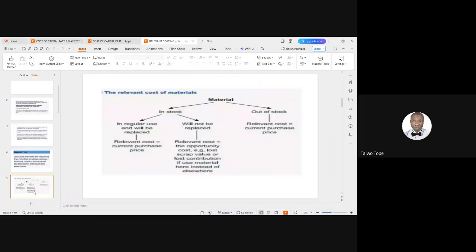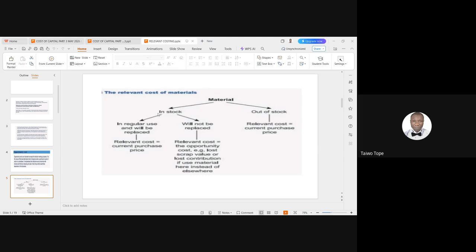So let's take it further to the main thing. Now, relevant costs of materials. Please take note, in every question, you see issues of material, issues of labor, issues of fixed overhead or variable overhead. Now, this is where the work is. What are we going to do when we see issues of material? The statement will always come in a similar way.